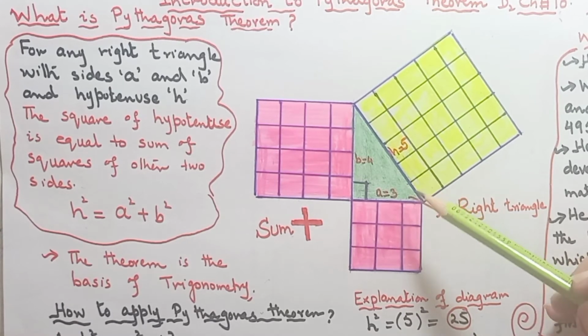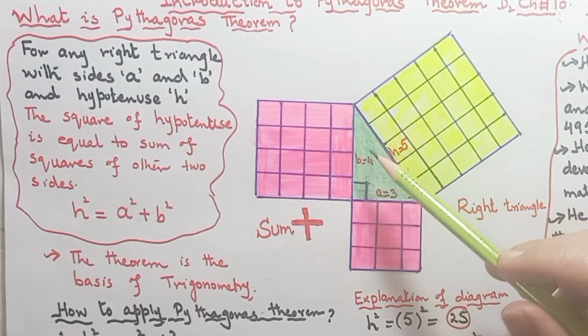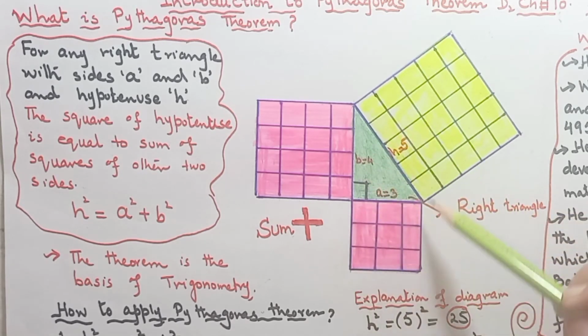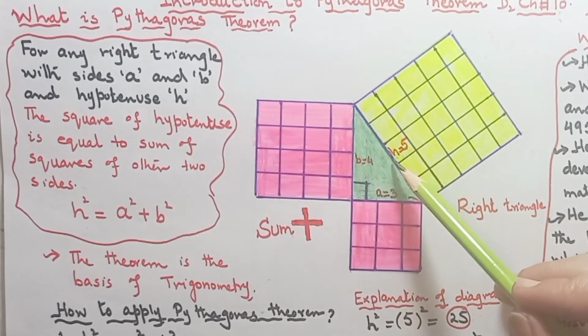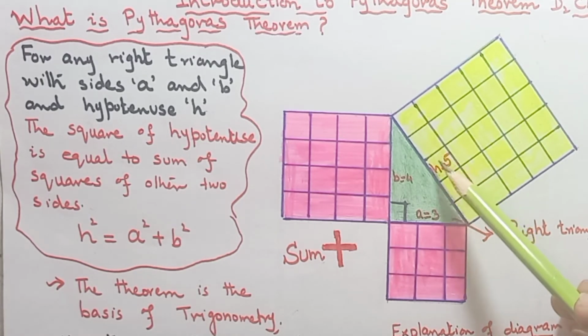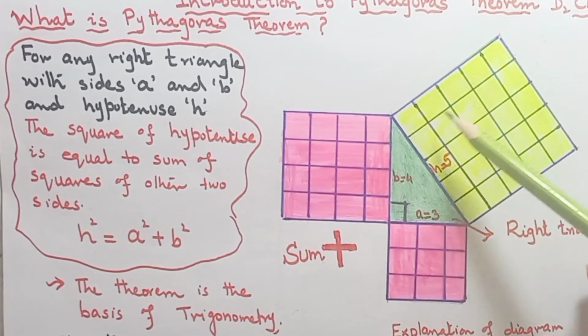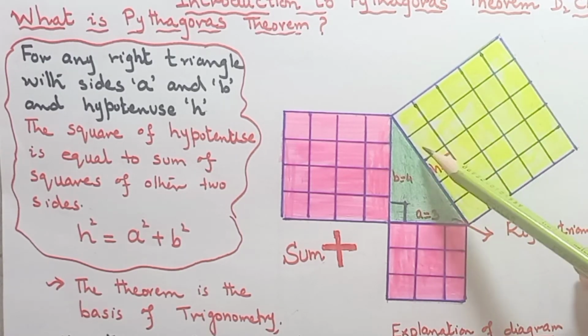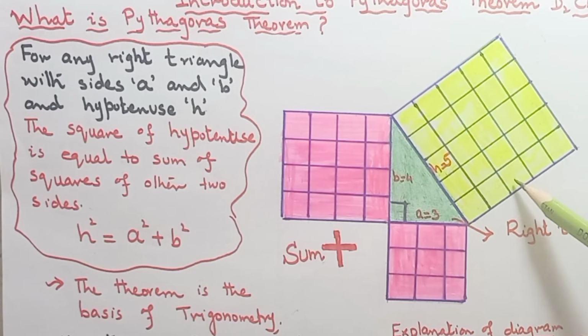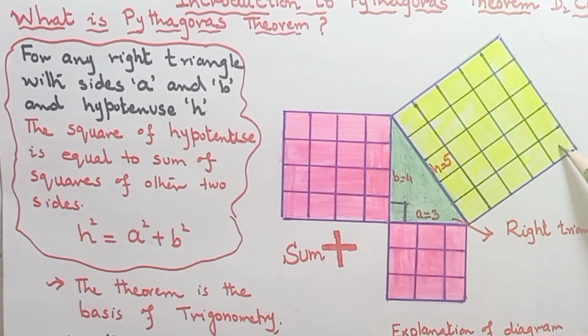Now let's see whether this theorem is true with the help of a diagram or not. As the theorem says, if I take the square of the hypotenuse, which is 5, that becomes 5 square, that is 1, 2, 3, up to 24 and 25.